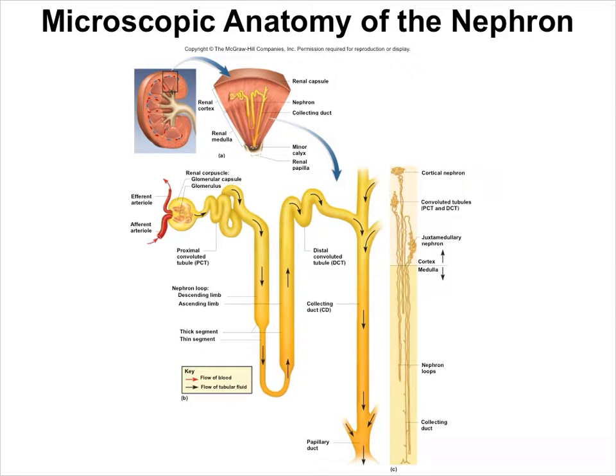I'll remind you, this is the nephron. We talked about this before. This is divided into 5 portions. The glomerulus, that's where filtration happens. Proximal convoluted tubule, the loop of Henle, distal convoluted tubule, and collecting duct. A single collecting duct will be shared by multiple nephrons.